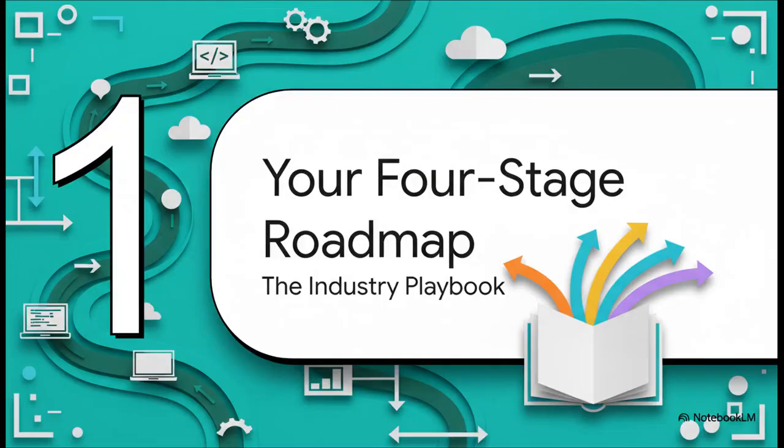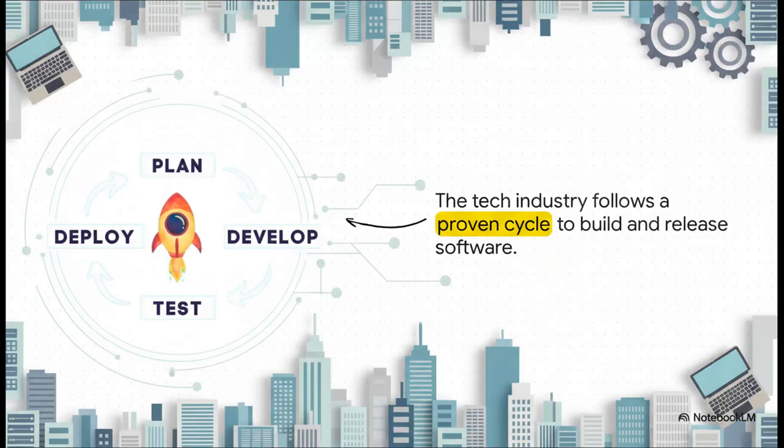fit together. Okay, so how are we going to structure this journey? Well, we're actually going to follow the industry's own playbook, a proven four-stage process that lays out a really clear path forward. And here it is. It's called the Software Development Lifecycle, or SDLC for short. This is the cycle that pretty much every tech company on the planet uses to turn an idea into a real working product. So by learning this, you're not just learning to code, you're learning how to think and work like a real professional engineer.